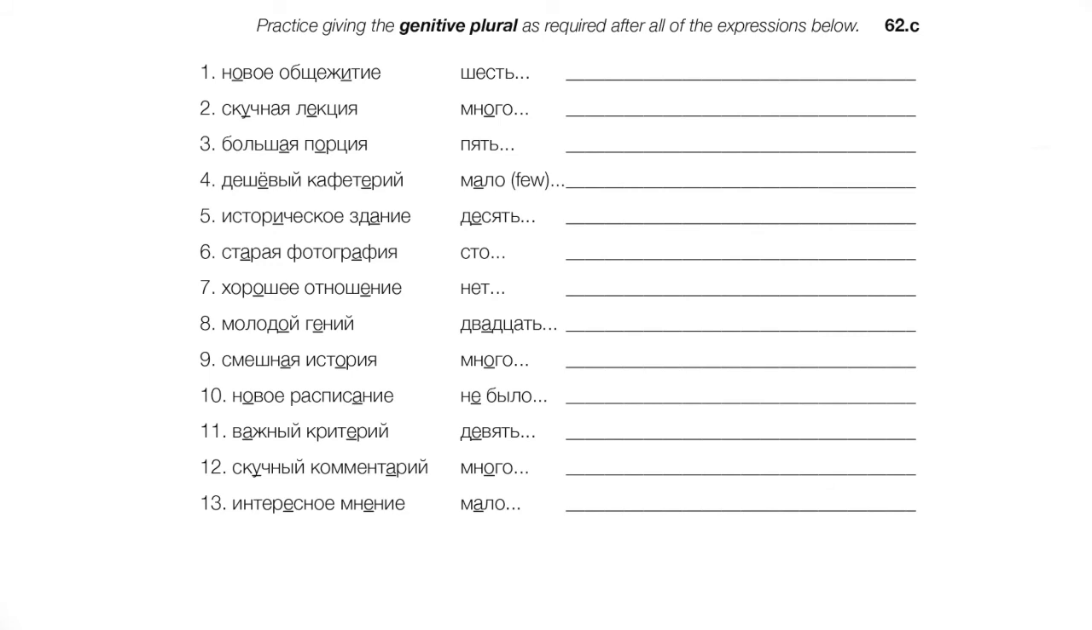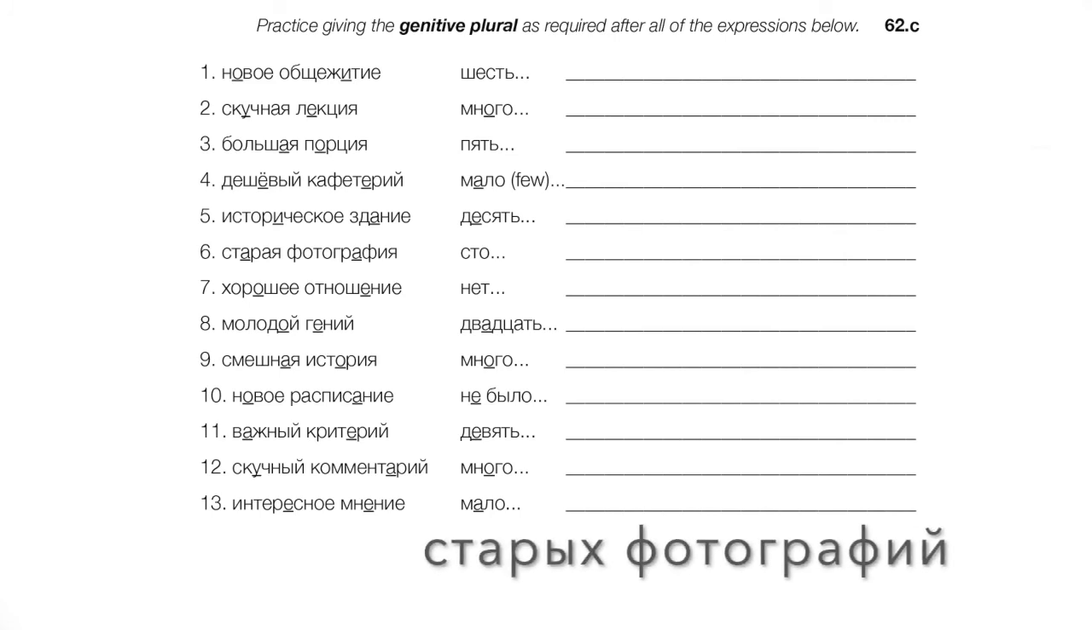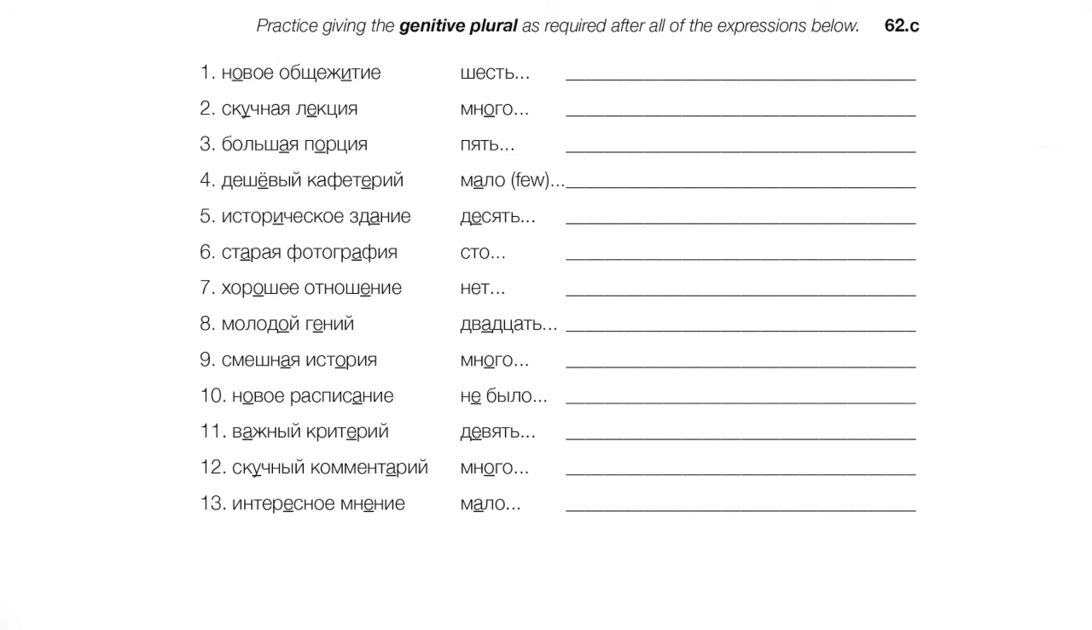Five, 10 historical buildings, historic buildings. 10 исторических зданий. Six, 100 old photos. 100 старых фотографий. Seven, there are no good relationships, right? So, good relations between the U.S. and Russia, we might add. Okay, so this is just a genitive of non-existence. Нет хороших отношений. We could say there's not a good relationship in the singular, but that's a noun that's used quite often in the plural in Russian. Good relations. Okay, eight, 20 young geniuses, 20 молодых гениев. Nine, a lot of or many funny stories, много смешных историй.